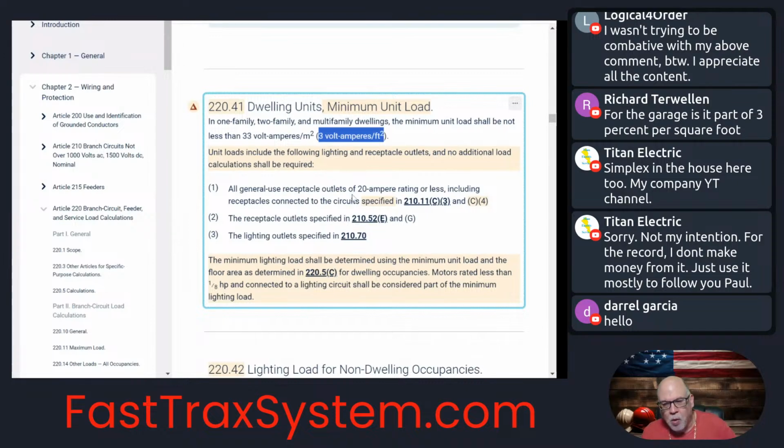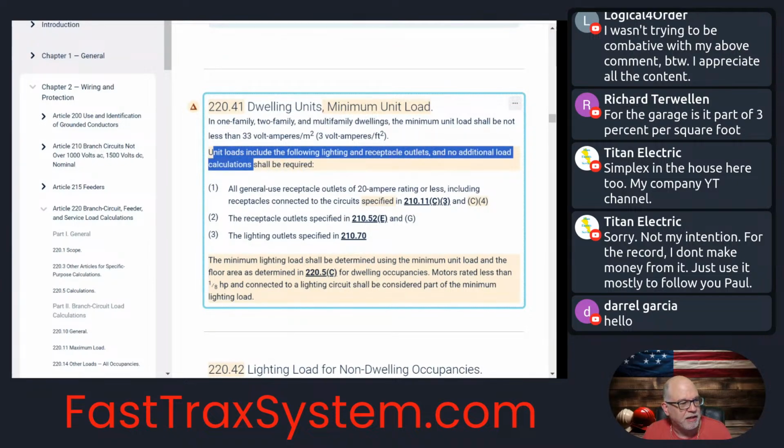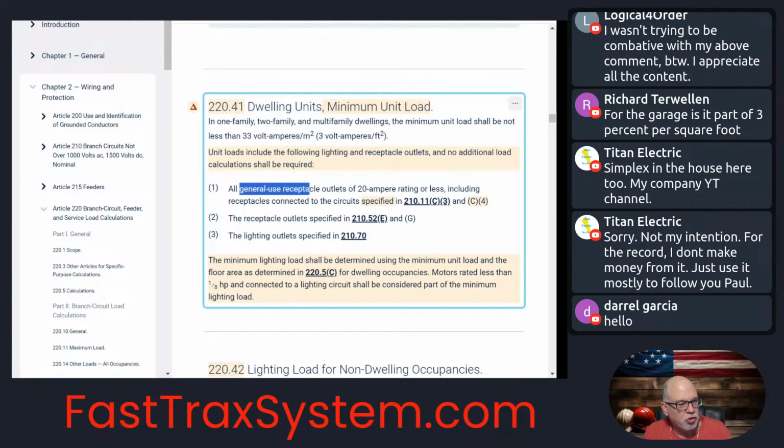Now, interesting, when it comes to that 3 VA per square foot, what does it cover? Well, it's pretty clear down here that unit loads include the following lighting and receptacle outlets, and no additional load calculation shall be required. So all of your general use receptacle outlets of 20 amperes or less, including receptacles connected for the circuits specified in 210.11(C)(3), the bathrooms, and (C)(4), the garages. So no additional value needs to be added. That's where we asked that question. I'm not sure who asked, I think it was Richard who posted it. So this is where you know that that 3 VA is covering those as well.